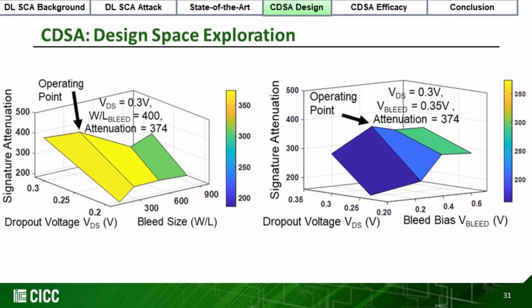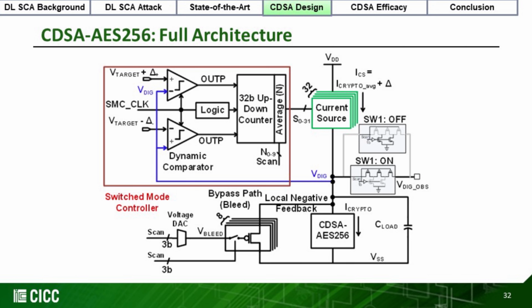Figure on the right shows that a bleed bias of 350 millivolts is optimum, beyond which the bleed goes towards cutoff and the attenuation reduces. Here is the full system architecture of the protected CDSA-AES. Highly isolating switches for Vditch observability are designed, and the switch remains off during normal operations.